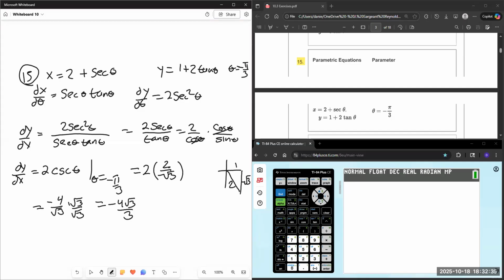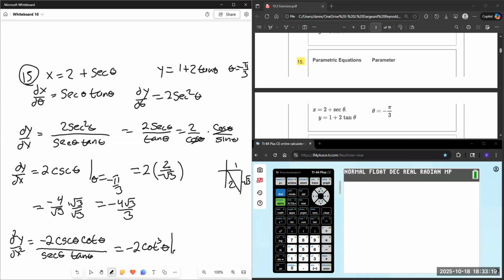And my d2y/dx2 is equal to the derivative of dy/dx here, negative 2 cosecant cotangent, divided by secant tangent. That is going to be cosine over sine, which is a cotangent, and a cotangent and a cotangent. So that's negative 2 cotangent cubed theta.